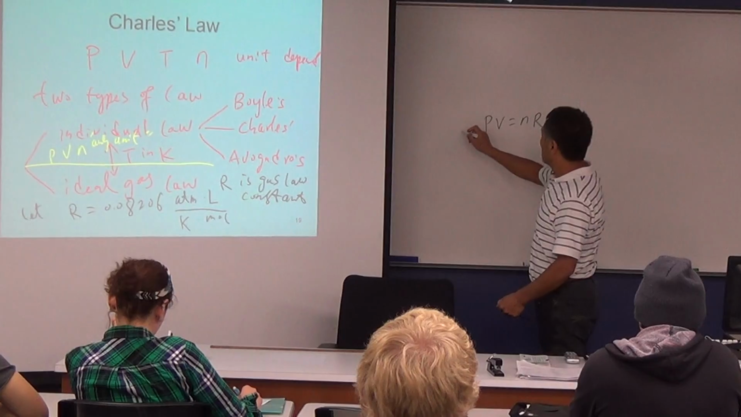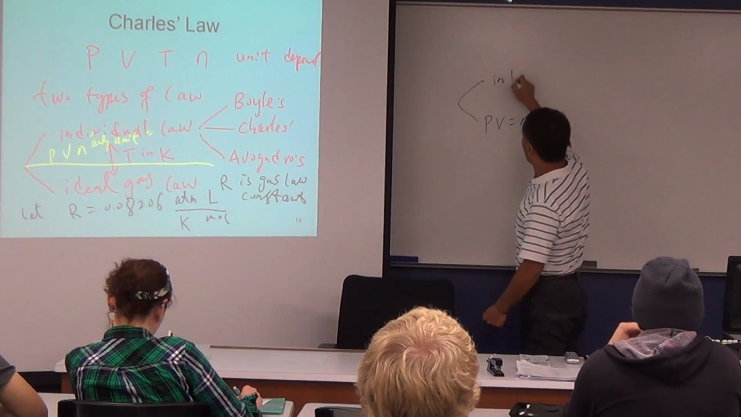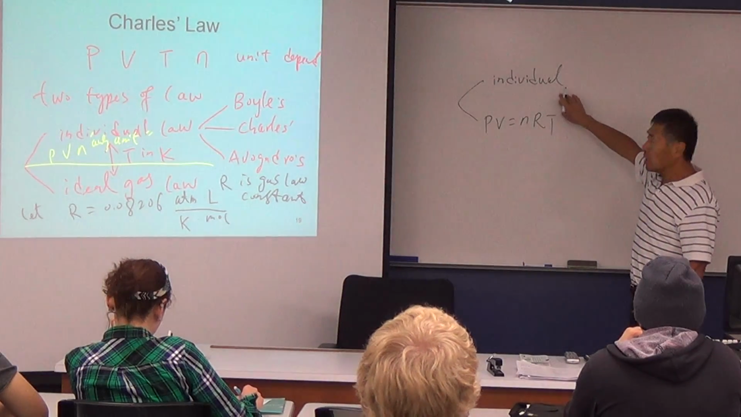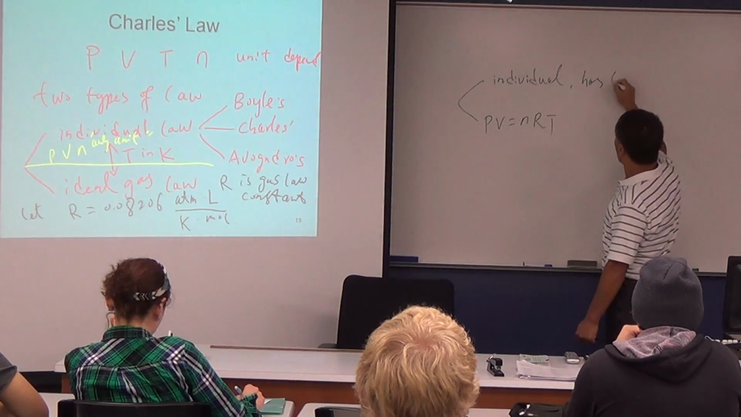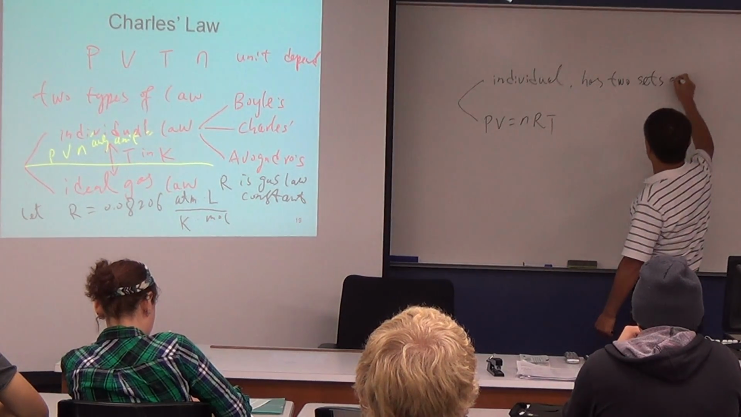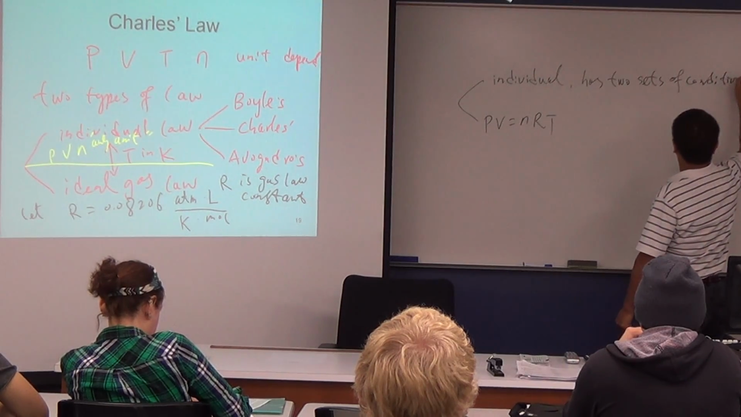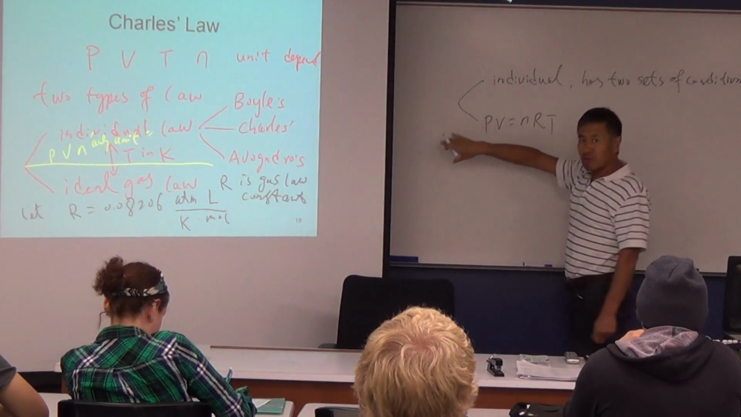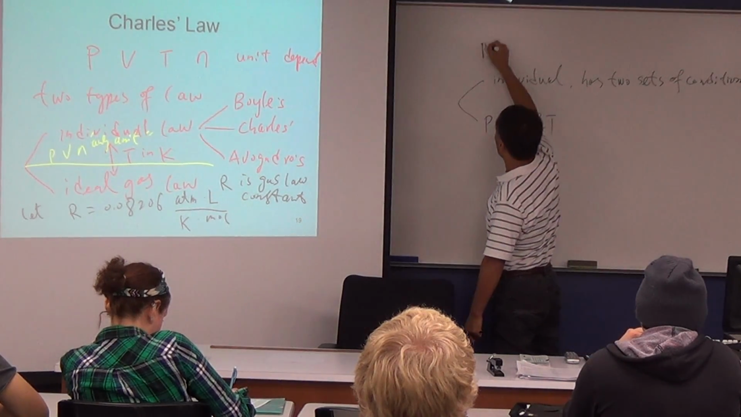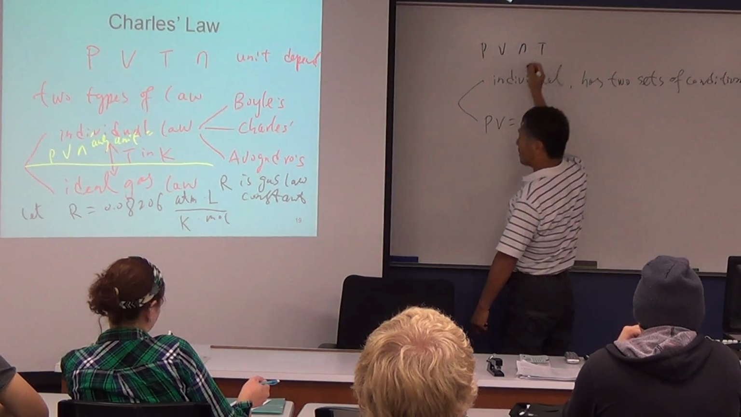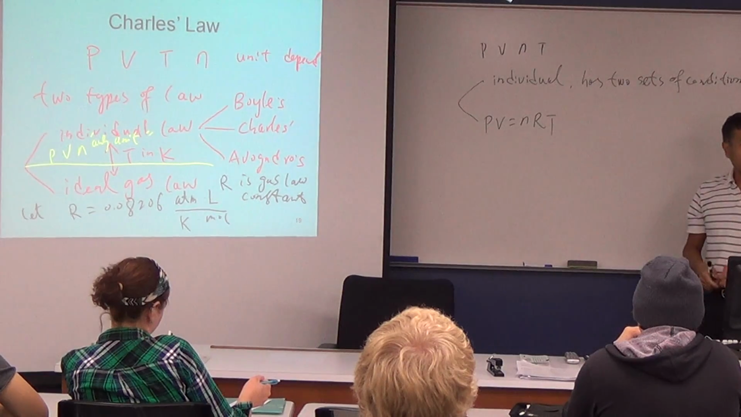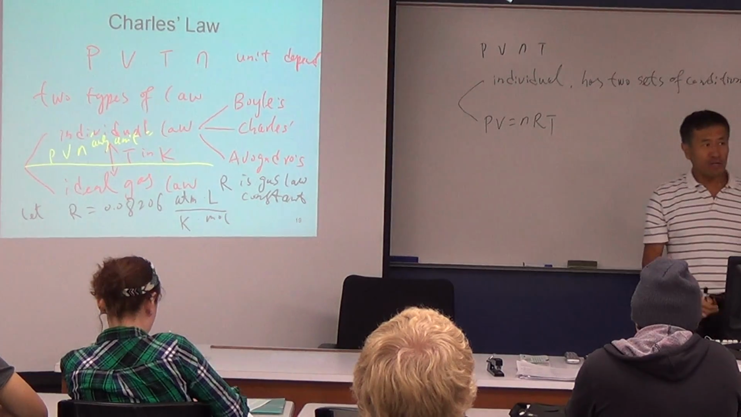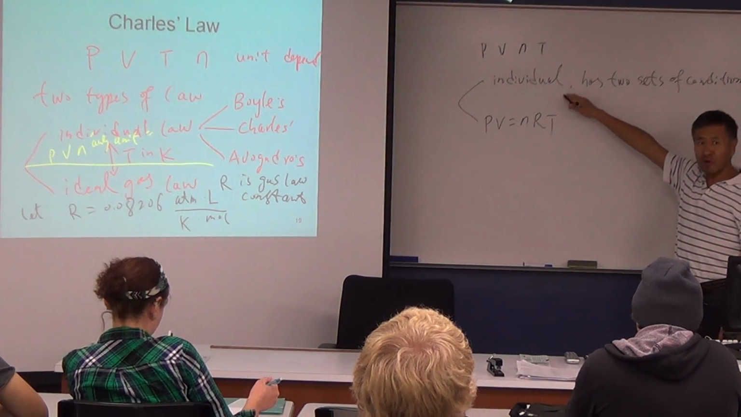So for this law, the ideal gas law, and those individual laws, the individual law has two sets of conditions, and both of them talk about the four variables P, V, N, and T. So when you have two temperatures, maybe two volumes, then you think about this belonging to those individual laws.